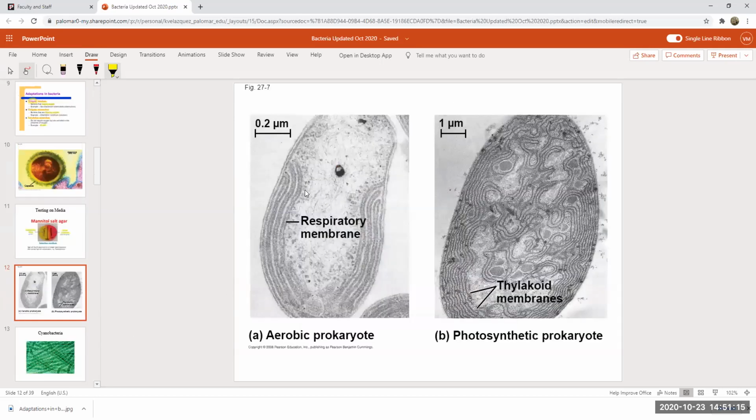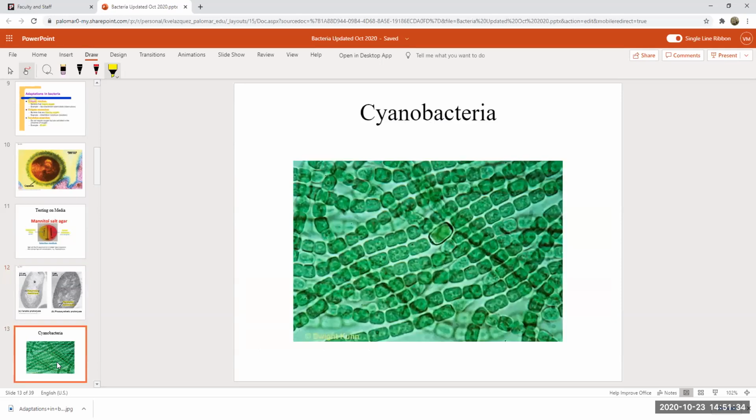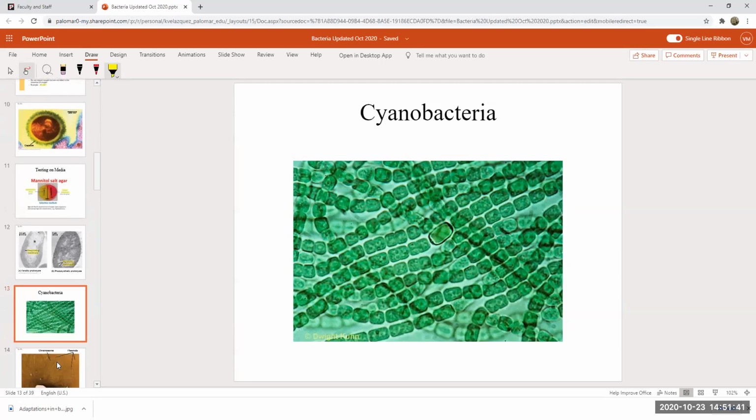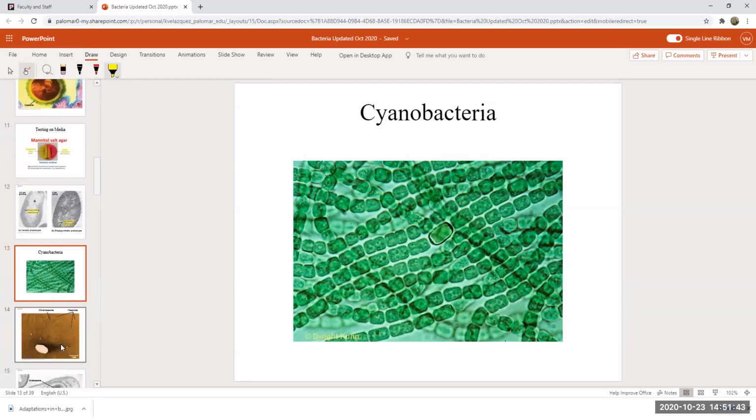We can look at whether they have respiratory membranes, whether they have thylakoid membranes, making them photosynthetic. Remember, the thylakoid membranes are where photosynthesis takes place. Remember, this is very similar to mitochondria within eukaryotic cells. This would be a picture of cyanobacteria, which you learned in photosynthesis carries out photosynthesis. So some bacteria are photosynthetic.